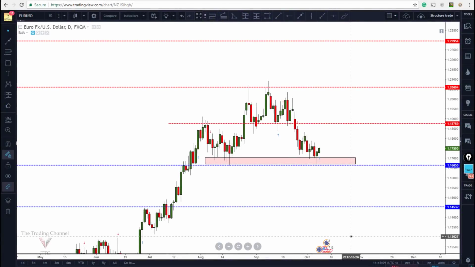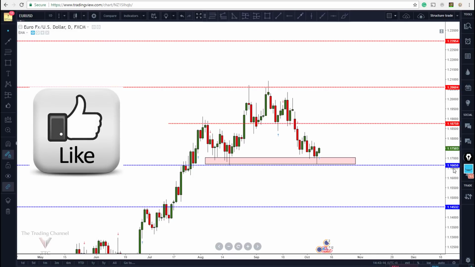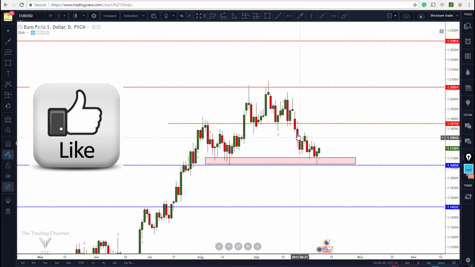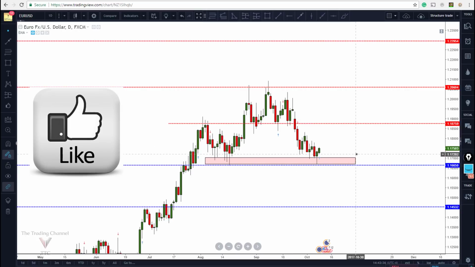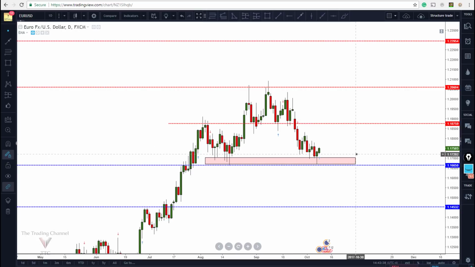Alright, so we're going to start this week's analysis out on the Euro Dollar. And last week on this pair, we talked about the 1.1665 zone as being a level of structure that we needed to pay attention to because it had acted as support and resistance in the past. So this is going to be a major level of structure. The market has just pulled into that level. So that could be a nice zone to start looking for some buying opportunities.